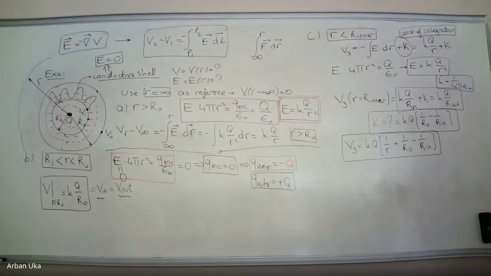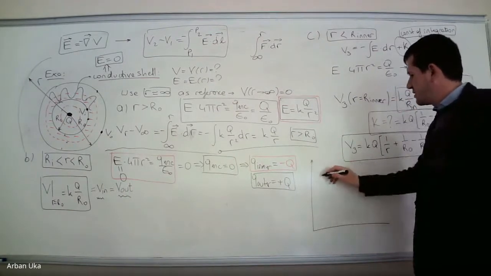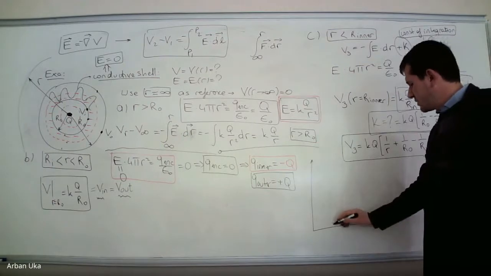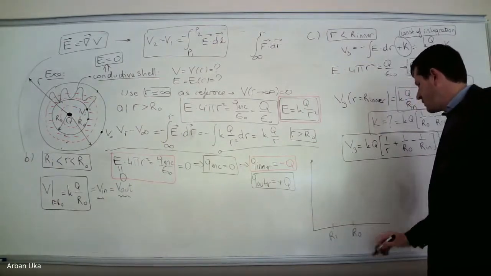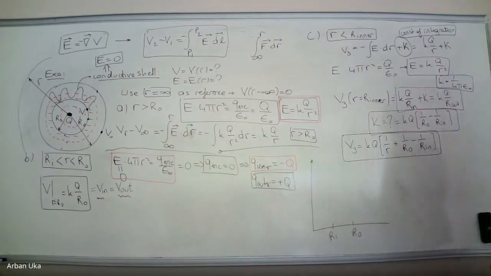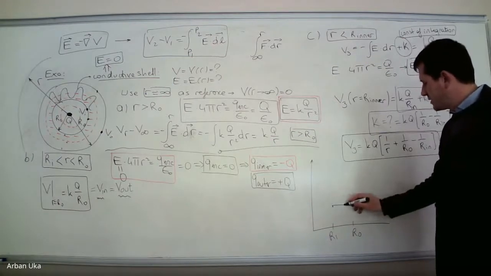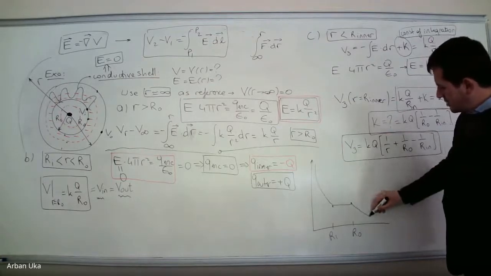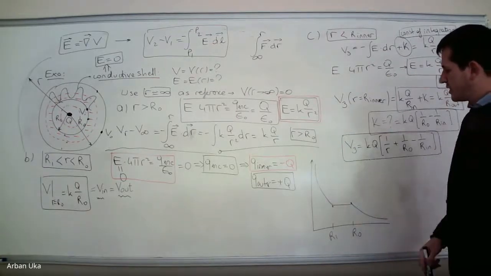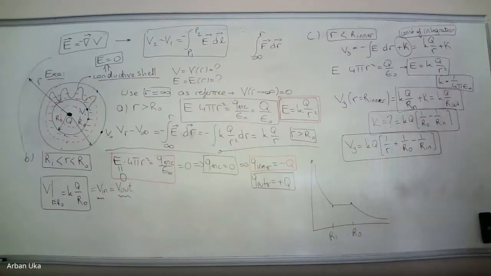And now in these relations, what we can see is that the potential, this is R inner, this is R outer. We observe that the potential, from R inner to R outer, was a constant value, and here it decreases like 1 over R, this is constant, and this is decreasing like 1 over R again.